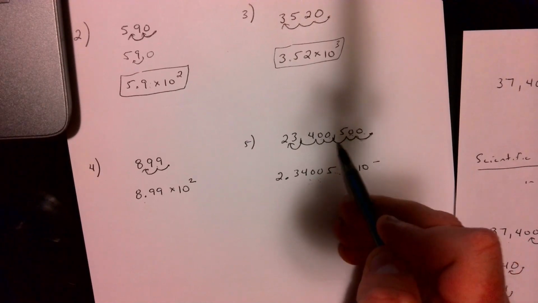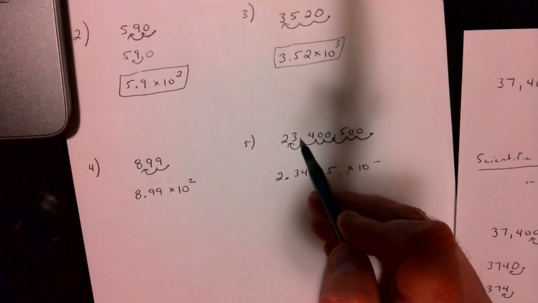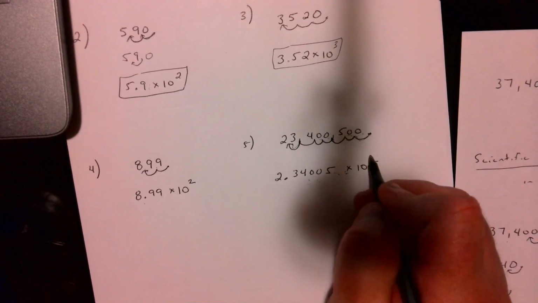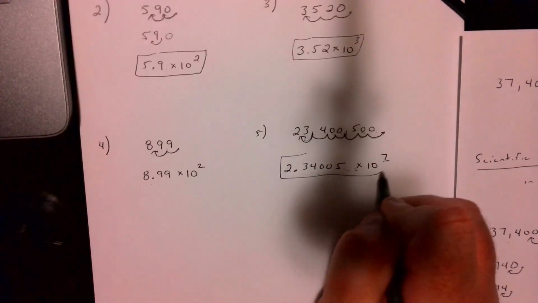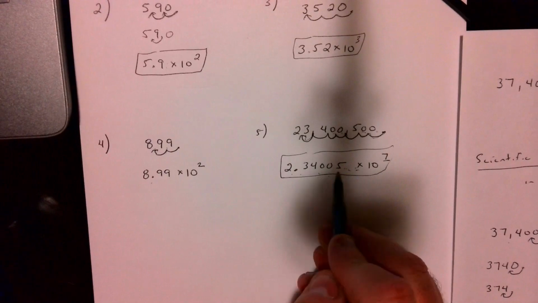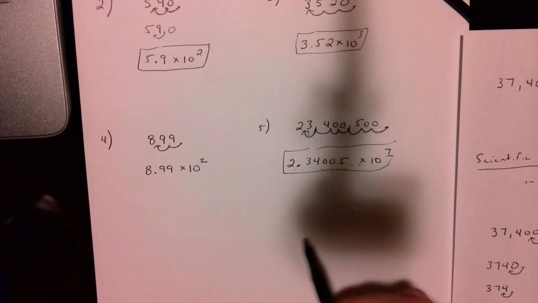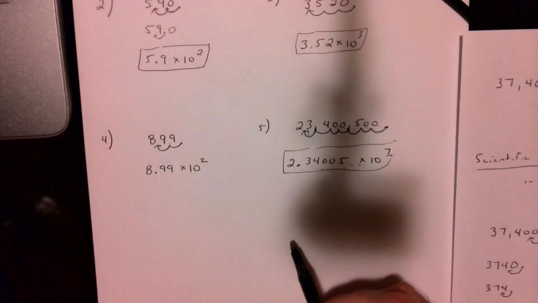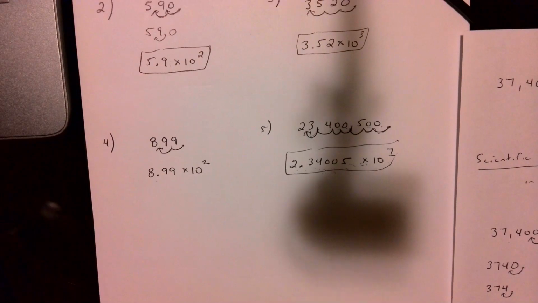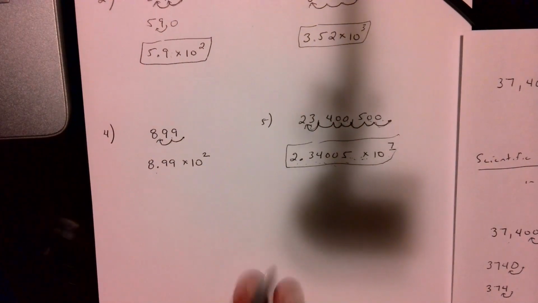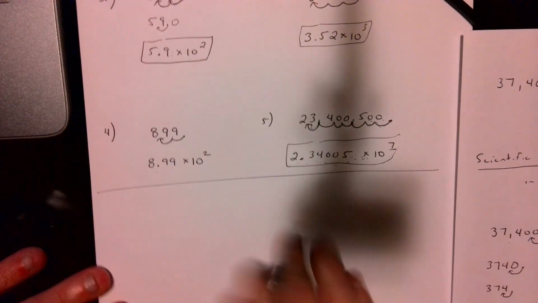1, 2, 3, 4, 5, 6, 7, right? So 7 times. And notice I need all those numbers behind the decimal because there's a 5 clear at the end. 2.34005 times 10 to the 7th. Okay, so that's looking at one side of things.